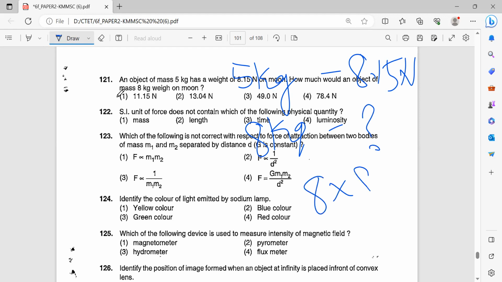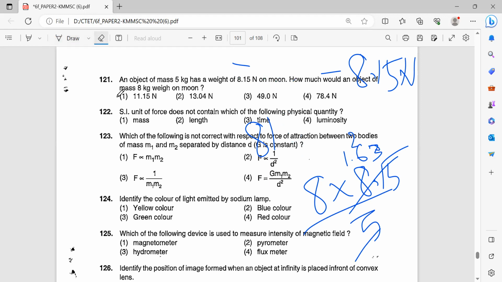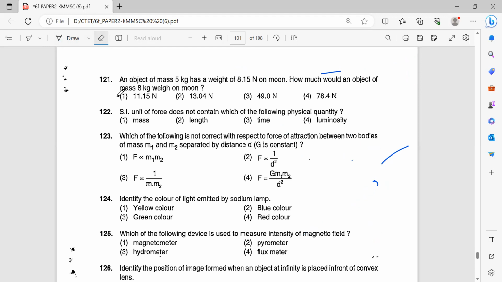8 into 8.15 divided by 5. Okay, divided by 5. So the answer will come around 13.04 Newton. So answer 2. Just a minute.